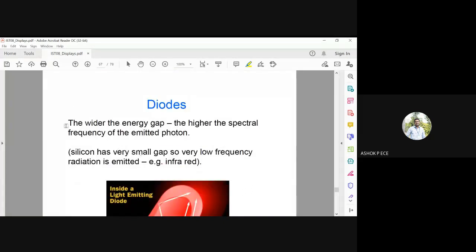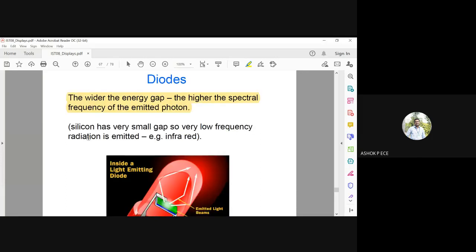If we have a wide energy gap, the spectral frequency of the emitted photon is going to be higher. From Einstein's formula, E is equal to h nu. So if the energy gap is larger, the frequency is also larger. Silicon is going to have a very small gap.